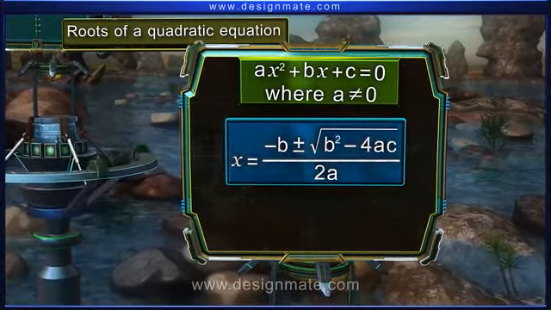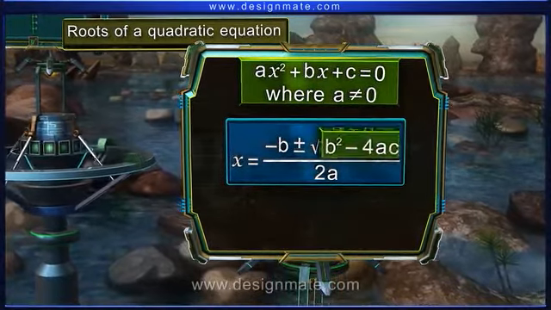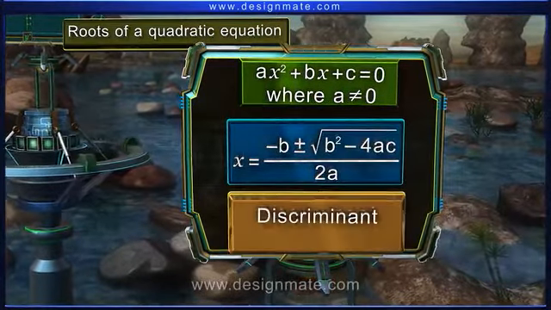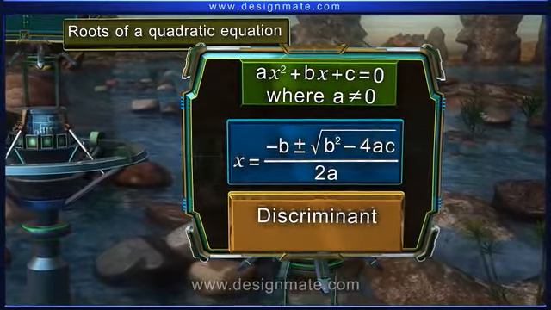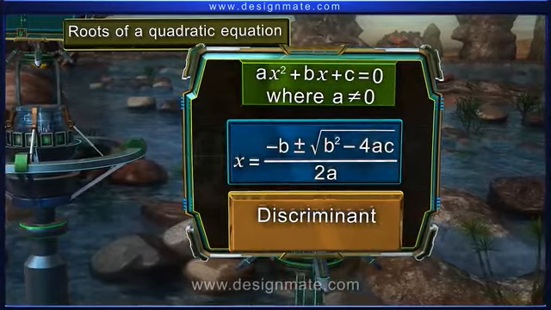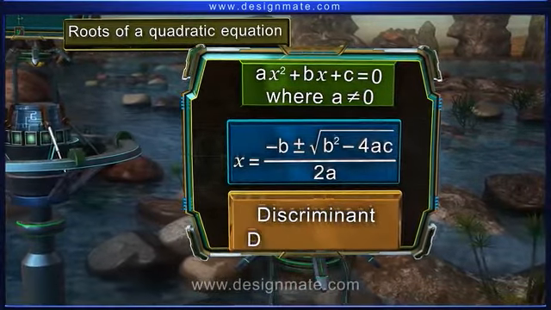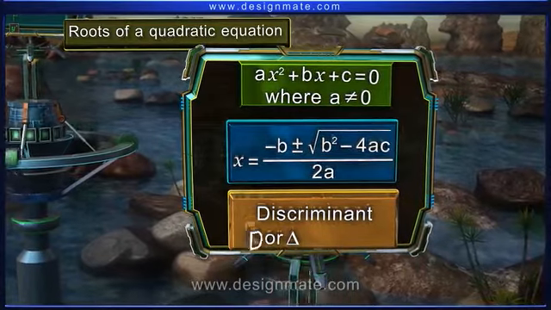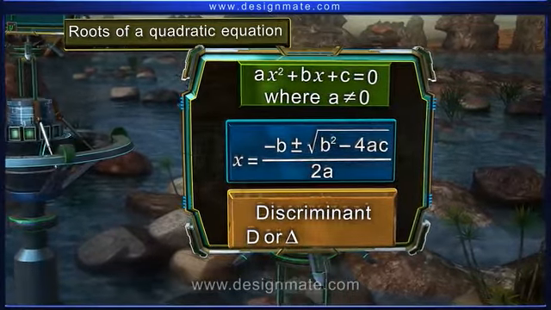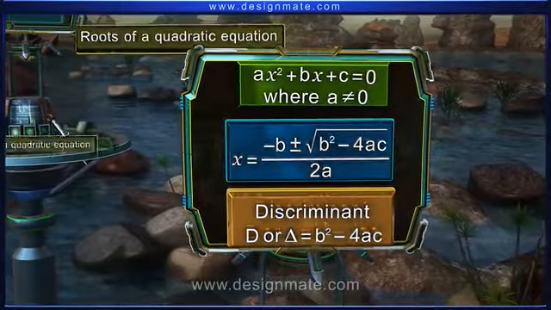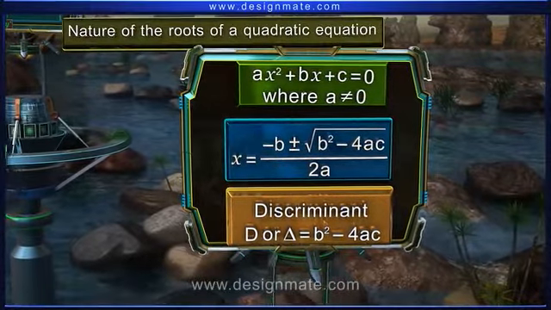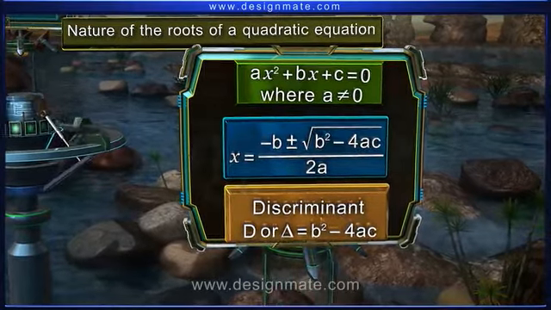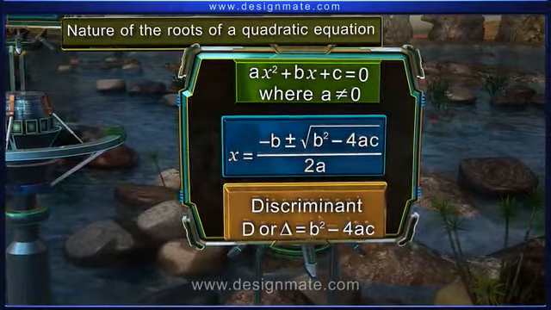The expression under the radical sign, that is b square minus 4ac, is called the discriminant of the quadratic equation. It is often represented by the uppercase letter D or Greek letter delta. That is, discriminant D or delta equals b square minus 4ac. The nature of the roots of a quadratic equation is determined by the discriminant of the equation. There are three possibilities.